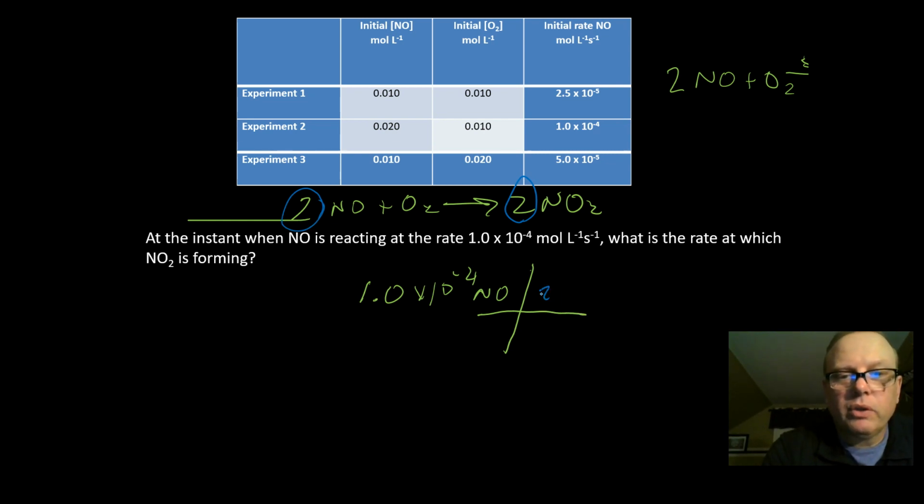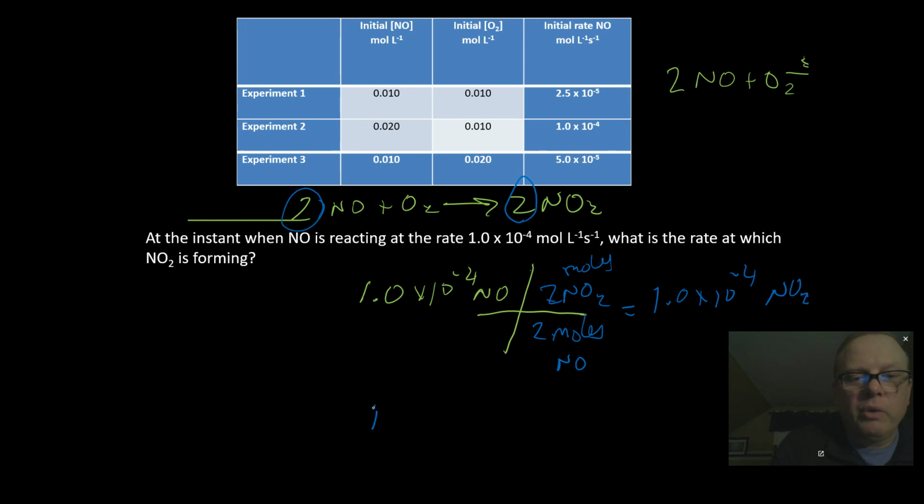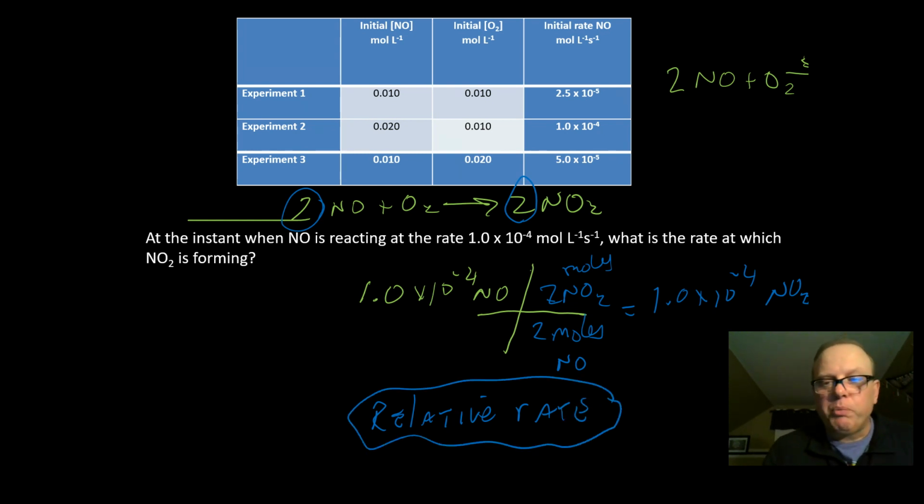So we have 2 moles of NO2 over 2 moles of the nitrogen monoxide, and it's not going to change a darn thing. So it's 1.0 times 10 to the negative 4, but now it is the rate for the nitrogen dioxide appearance. Because it said relative rate in the question, you can simply go back and solve it like this.